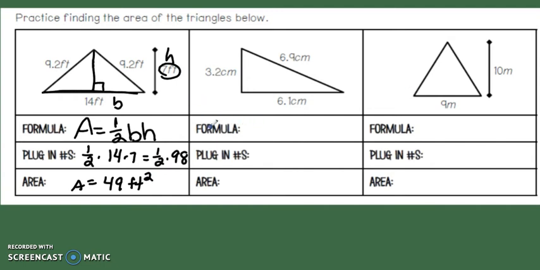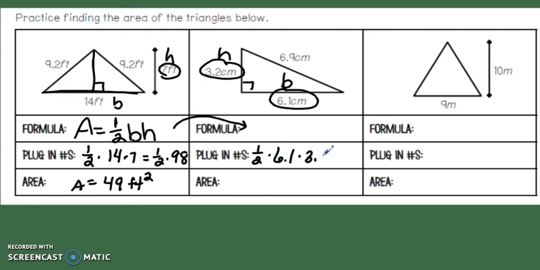The second one, the formula is the same, so we can rewrite that formula in the exact same spot. Here is our 90-degree angle. 3.2 represents our height. 6.1 will represent our base. So we are going to take 1/2 times 6.1 times 3.2. 6.1 multiplied by 3.2 is 19.52. So when we take half of that, we get an area of 9.76 centimeters squared.